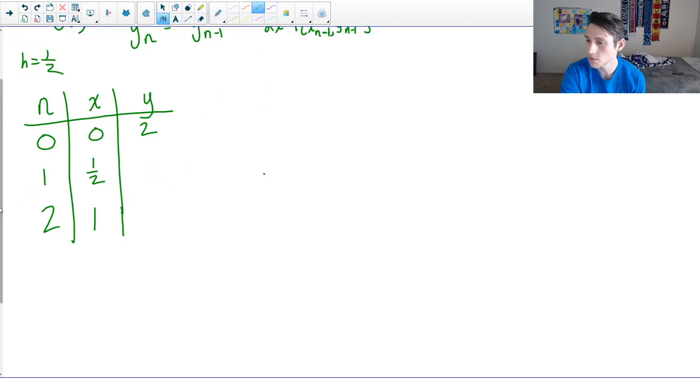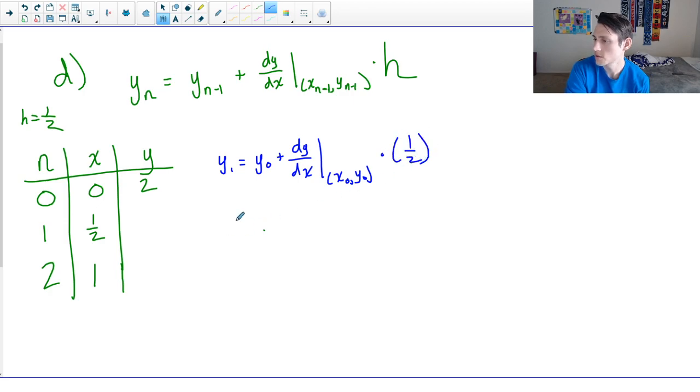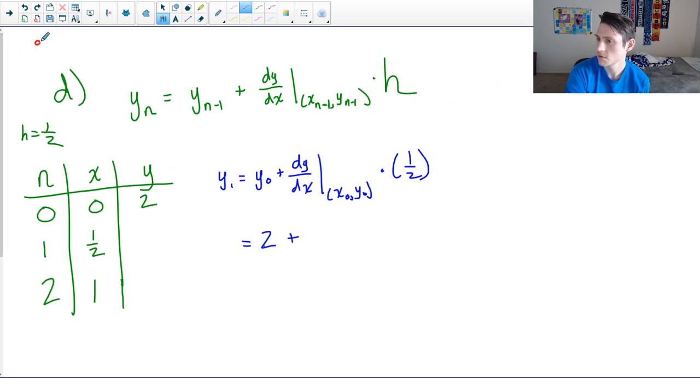Now, what are the y values? That's what we need to figure out. So let's first do y1. So that's y0 plus dy dx evaluated at x0, y0 times h, which we know is 1/2. y0 is 2. Okay, plus dy dx. Our formula for dy dx was x squared minus 1/2 y.